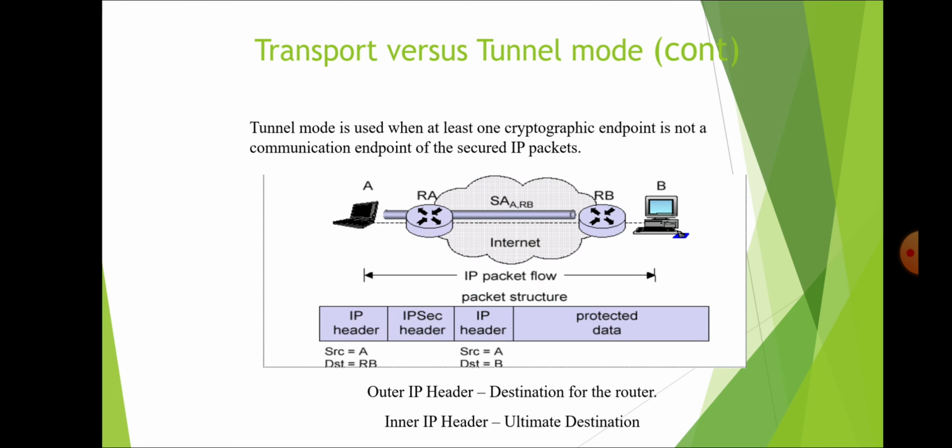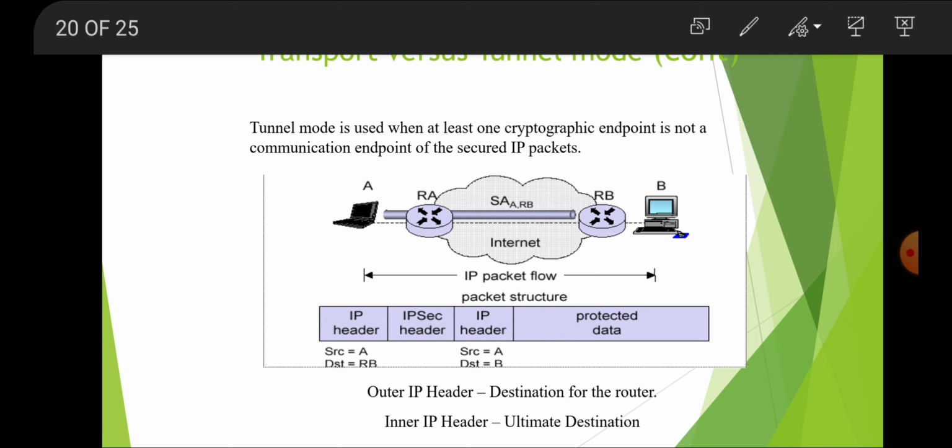Now we will see tunnel mode. Tunnel mode is used when at least one cryptographic endpoint is not a communication endpoint of the secured IP packet. That is, at least one cryptographic endpoint is not the communication endpoint of the secured IP packet.